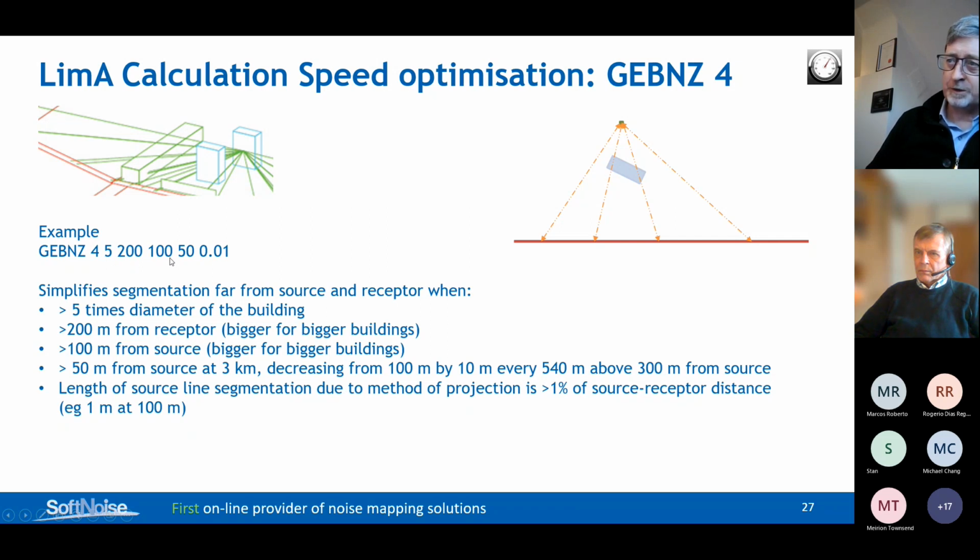And you've got 5, 200, 100, and a couple of options. 5 means the first value is 5 times the biggest diameter of the building. The 200 and 100 are if the object is more than 200 meters from the receptor. And if you've got a bigger building, then it'll be a longer distance because this number will get bigger. 100 meters from the source if you want to have different settings. If you've got a source at 3 kilometers, then the settings change and how it does the segmentation in a linear interpolation in the same way as we have the segmentation. And you can read that in the handout material and also in the README file.